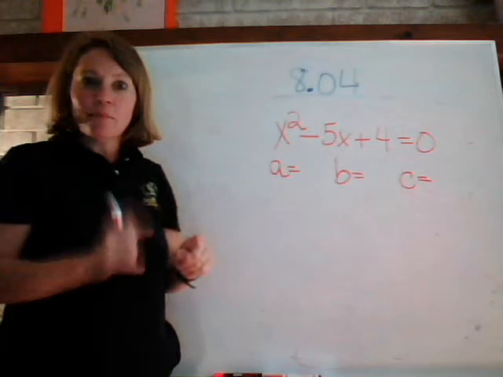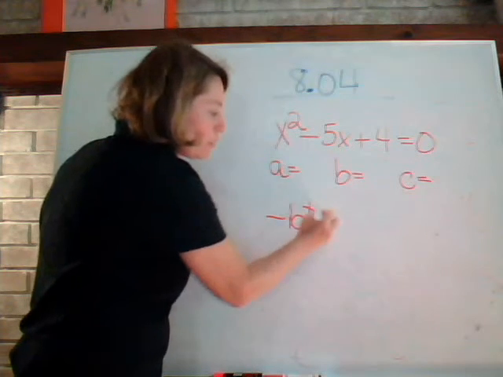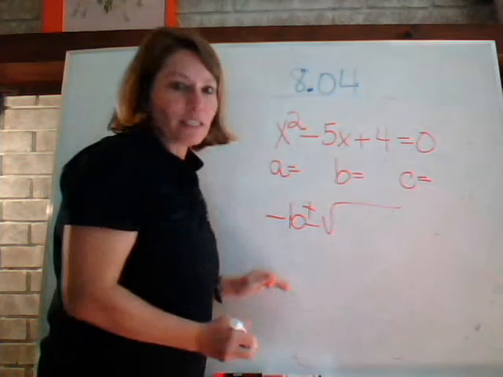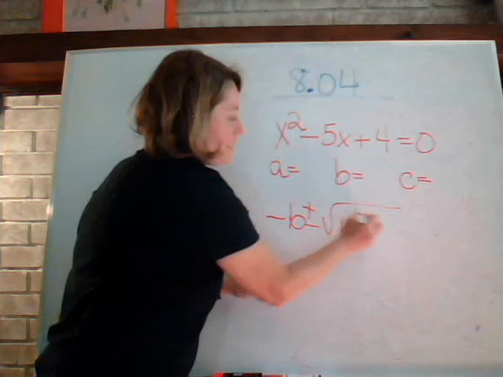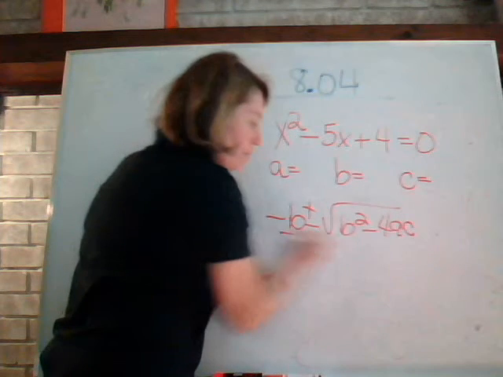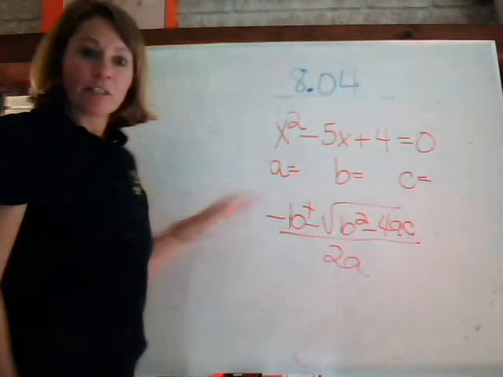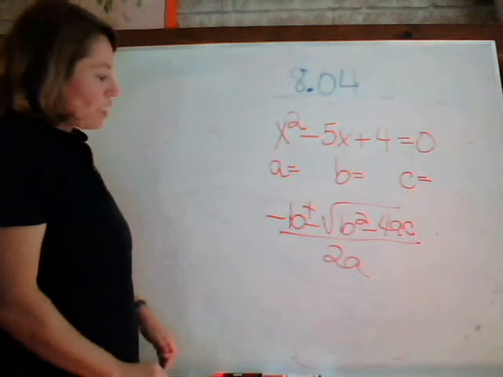Negative b, plus or minus square root, b squared minus 4ac, that's all under the radical, over 2a, and there is the quadratic formula as Frère Jacques.